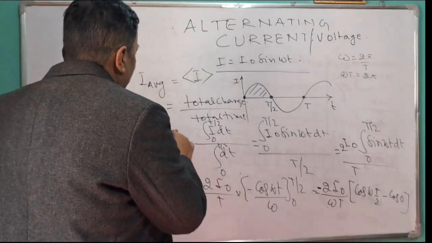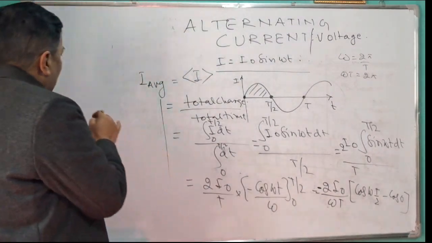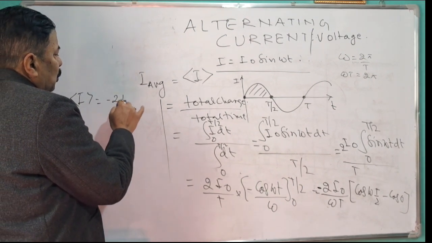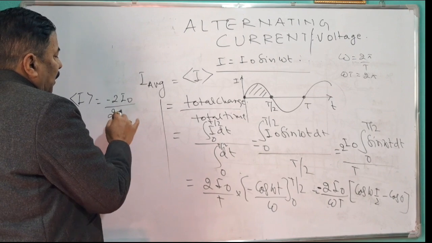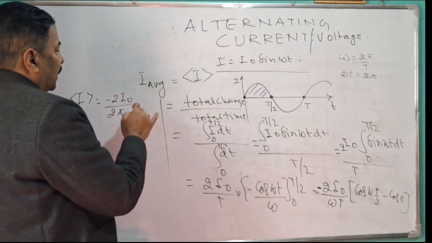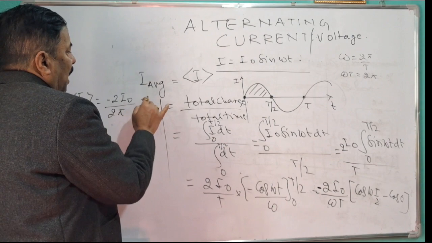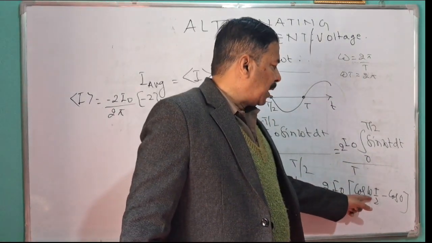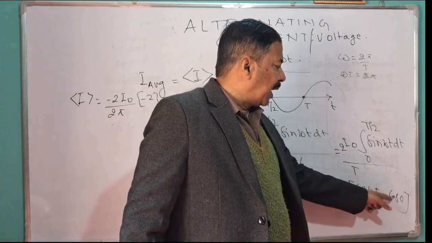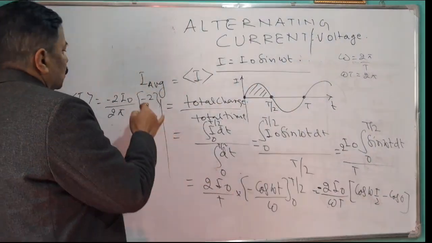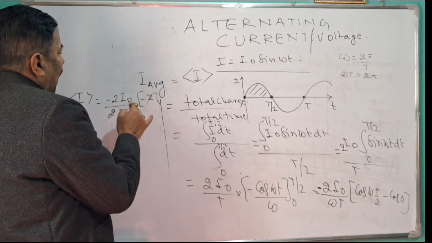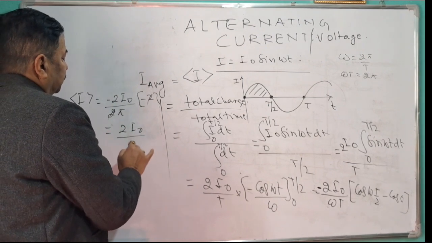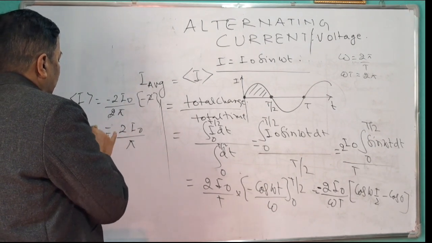So what result are we getting? We are getting I average is minus 2 I naught by 2 pi. Omega T is 2 pi, and here we are getting minus 2. Why? This is cos pi, which is minus 1, and minus 1 minus 1 is minus 2. So 2 will cancel, and minus will become plus, and it is 2 I naught by pi. This gives you the average value of current.